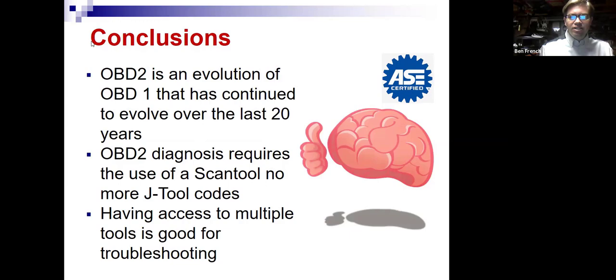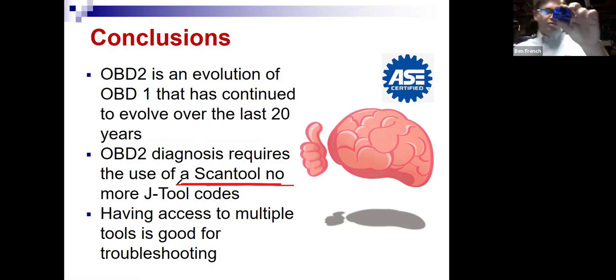OBD2 diagnosis is going to require you to use the scan tool. You've got to pay to play, right? Now what's sweet is I only had to pay $25 and a free cell phone app to start playing around with OBD2. No longer am I going to be able to use my J tools to pull codes anymore, right?